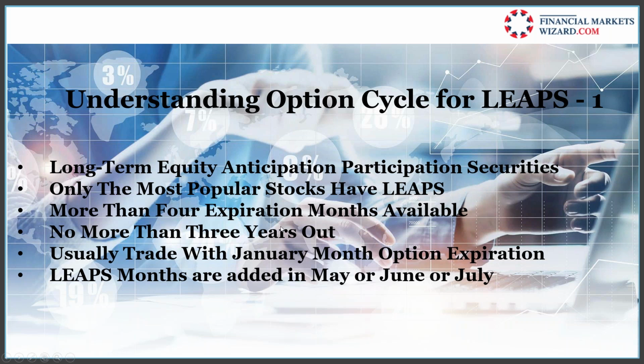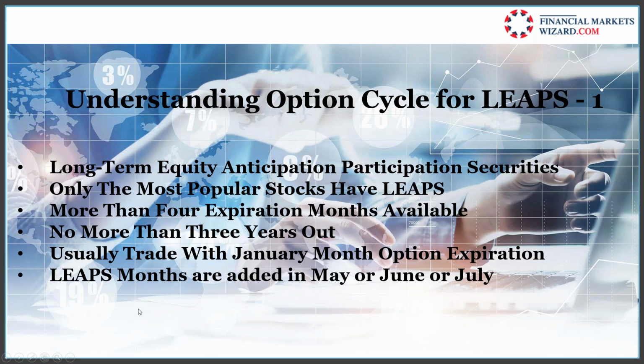LEAPs have more than 4 expiration months. So they don't have just 4. All other options have 4 expiration months. LEAPs have more than 4, and they are issued for 3 years, no more than 3 years. And they usually trade with January month option expiration. So for the LEAP, you will see that all of them have a January month expiration.